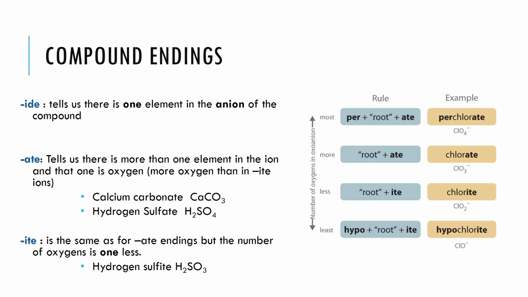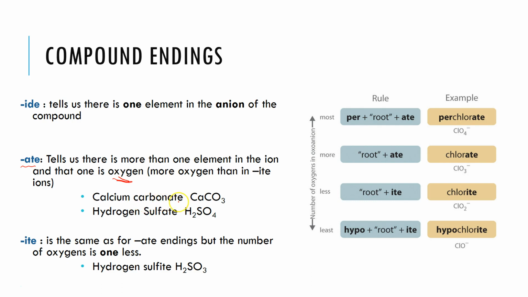Let's see what these look like. We've already looked at the fact that the ending can give us a lot of information. If it ends in IDE, then it's one element as the anion in the compound. If it ends in ATE, this tells us that there's more than one element and the other one is oxygen. So if it ends in ATE, then there has to be an element combined with oxygen.